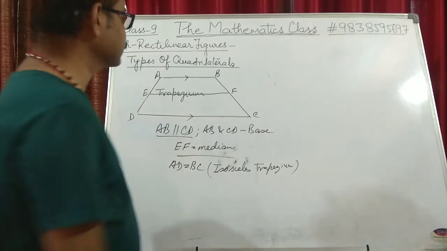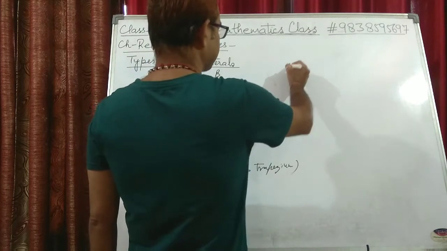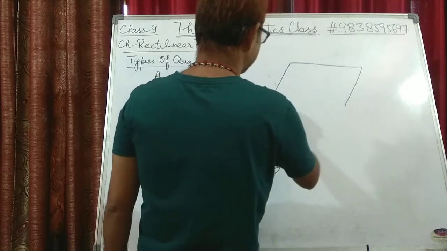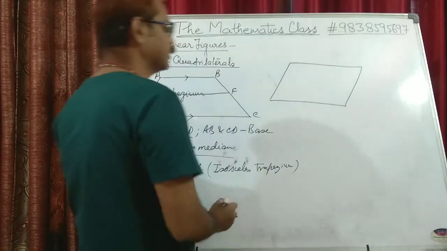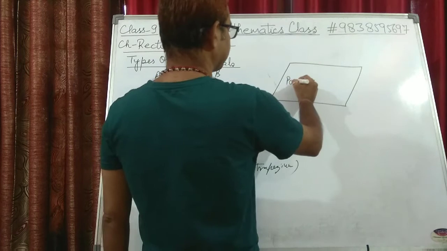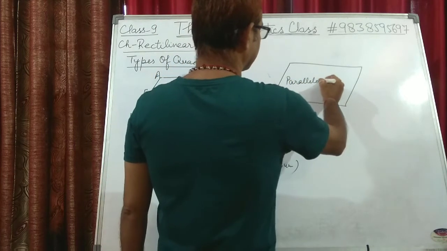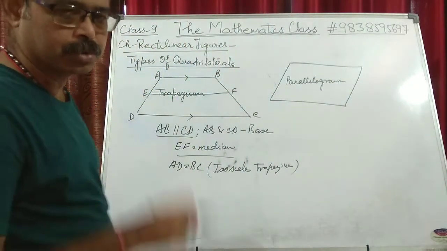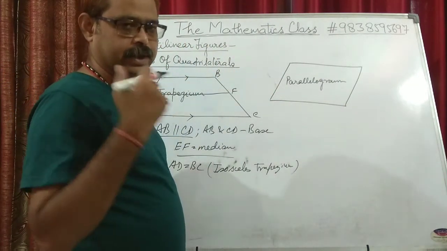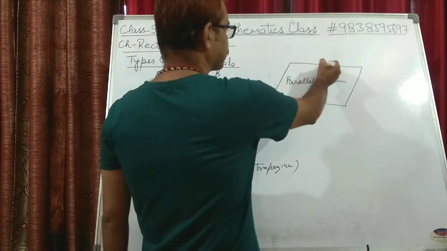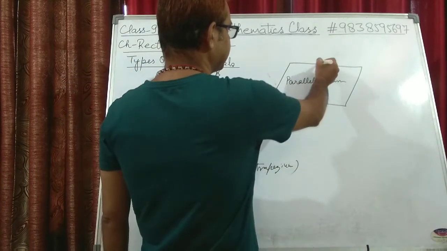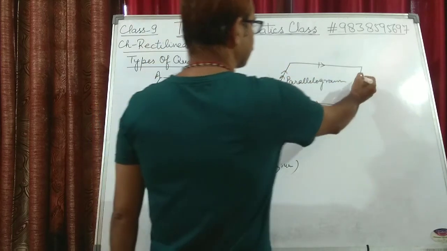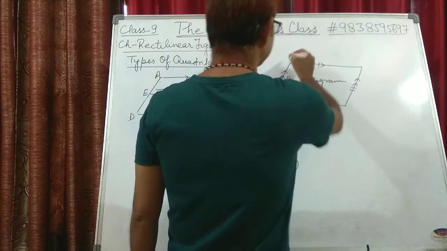Now the next thing is a parallelogram. What is a parallelogram? We have already discussed it before, but to make it clearer, this is a parallelogram. In it, one pair of opposite sides is parallel and equal, and the other pair of opposite sides is also parallel and equal.